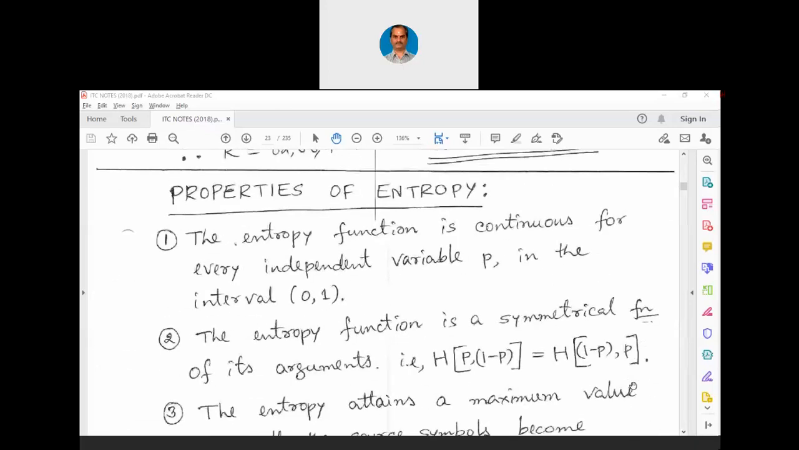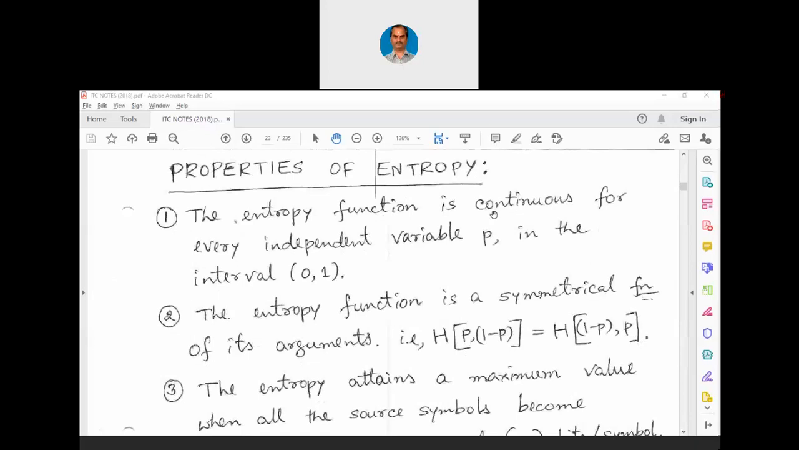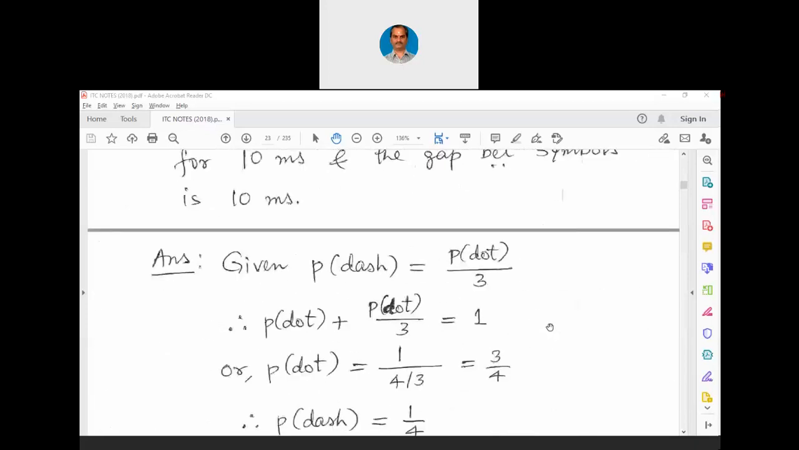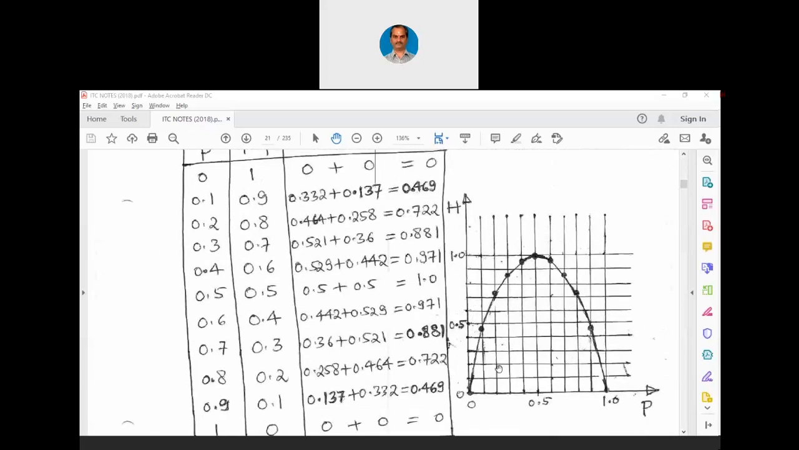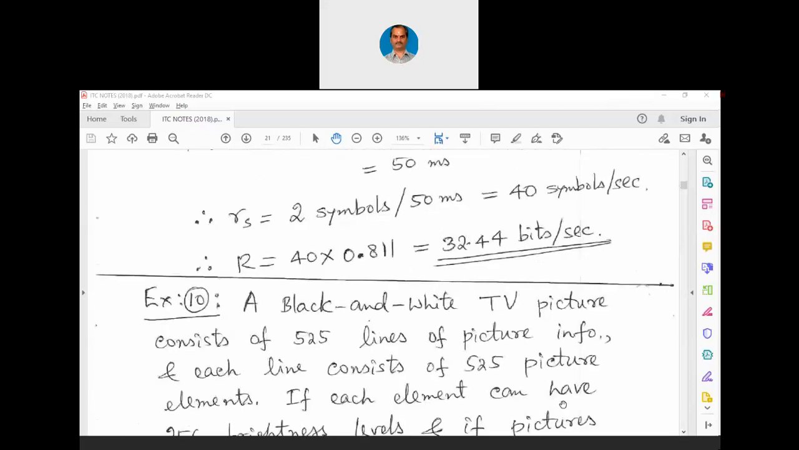Let us discuss the properties of entropy as a summary. The first property: the entropy function is continuous for every independent variable p in the interval 0 to 1. Just recall this picture where we had plotted p versus log of p. Entropy will be maximum when the symbols have equal probability. Otherwise, this is a continuous function. That means entropy is not a discrete function. Entropy can continuously change with respect to the probability. That is the first property.